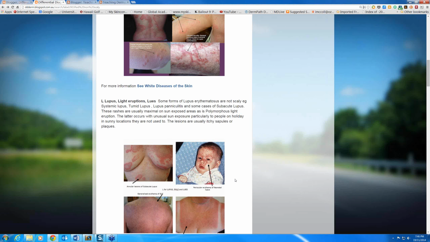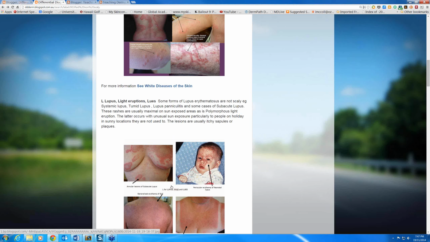Then, what's the L? See you later. L for lupus, light eruption, or Louis. We've already mentioned discoid lupus in the red scaly diseases. Remember, it's on the face and sun-exposed areas, and the scale can be quite significant. But there are other types of lupus, such as systemic lupus and subacute lupus, and a type called tumid lupus. And also lupus panniculitis, where the lupus process involves blood vessels deep in the fat, with destruction of the lobules of the fat.